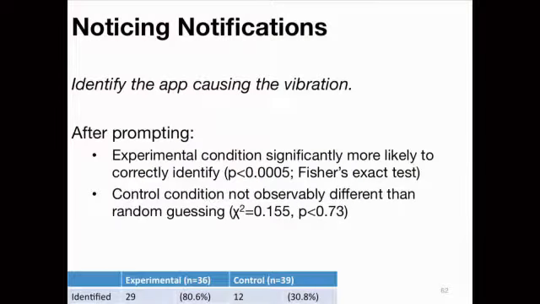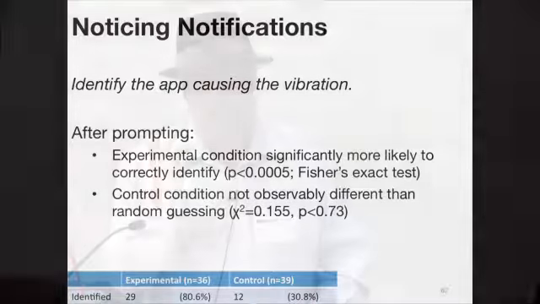Regarding the explicit misbehavior, so we told them, your device is now vibrating. Please report which app is responsible. Over 80% in the experimental condition were able to correctly do so, whereas only about 30% in the control condition. Of course, though, of the multiple choices that we provided, the number in the control condition was not statistically significantly different than simply randomly guessing and arriving at the correct one.